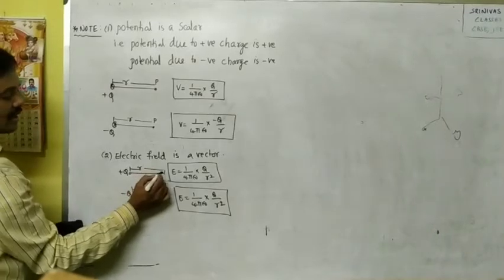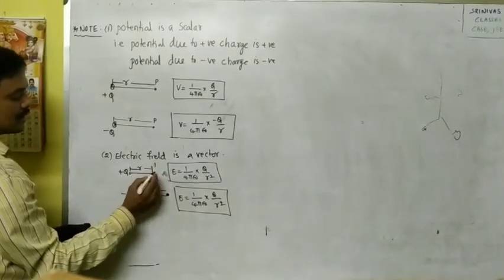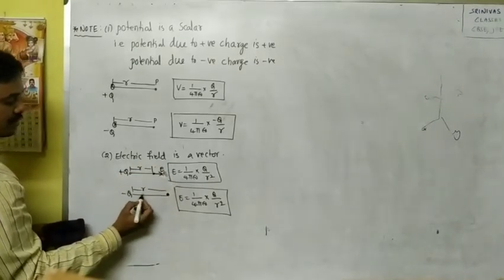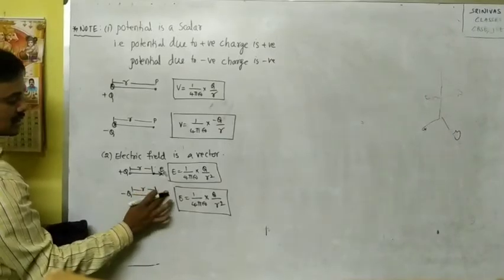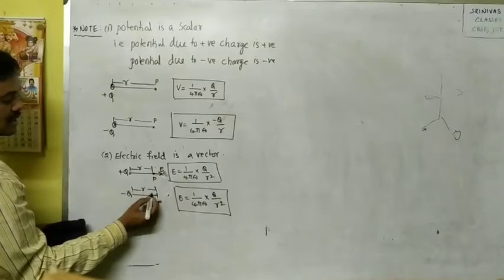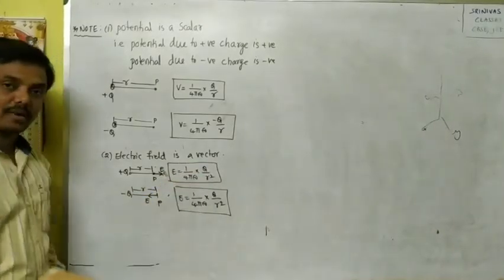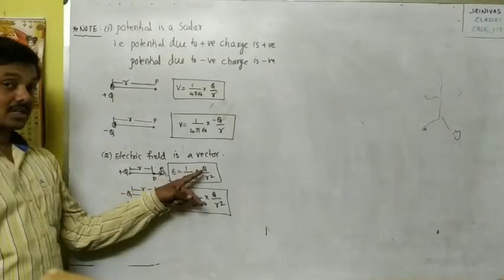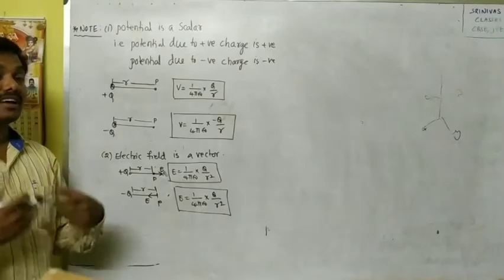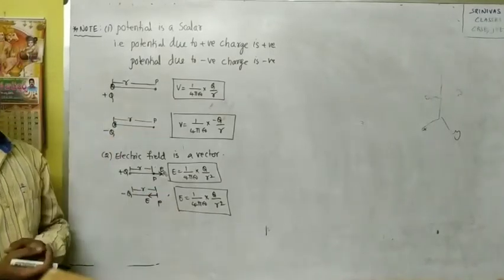But here, the electric field due to positive charge is directed away, and the electric field due to negative charge is directed towards the negative charge. But the formula we write is only 1 by 4 pi epsilon naught Q by R square. For the electric field due to positive charge we cannot write positive, and due to negative charge we cannot write negative. But while adding the total, we have to use vector addition. Here, potentials we can add directly.